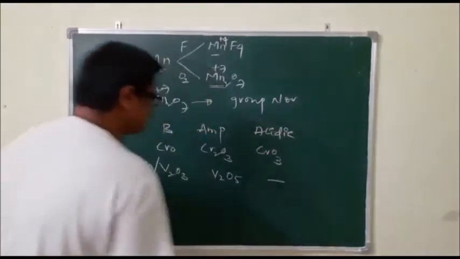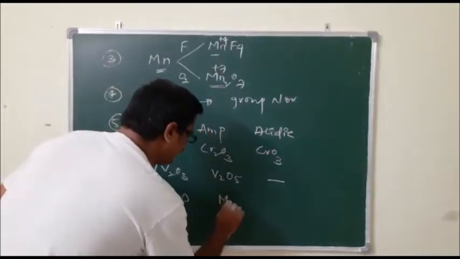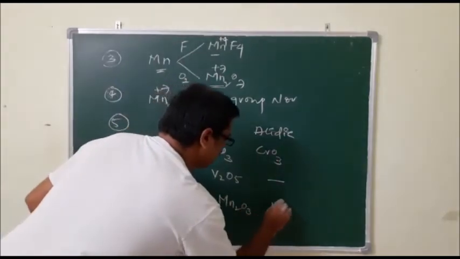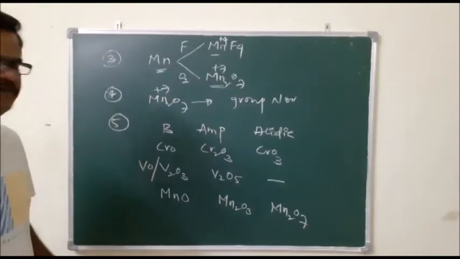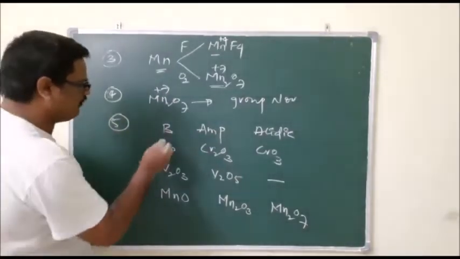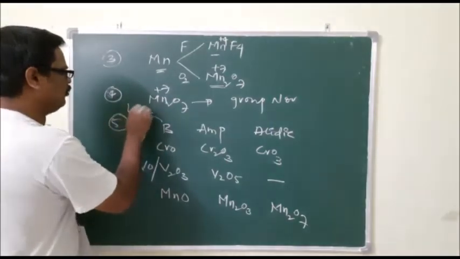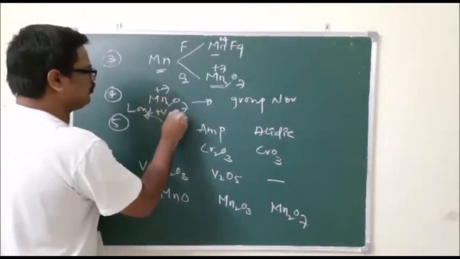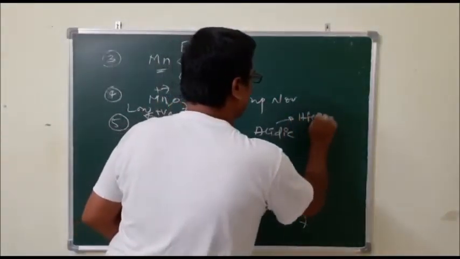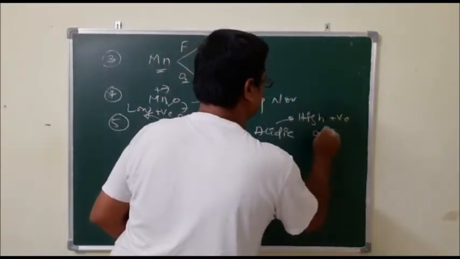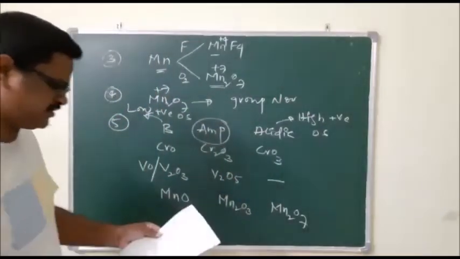So where is acidic not possible? For manganese, MnO, Mn2O3 and Mn2O7 will be there. From this data, we will get the concept. Basic means low positive oxidation state. Acidic means high positive oxidation state. So this one is moderate.